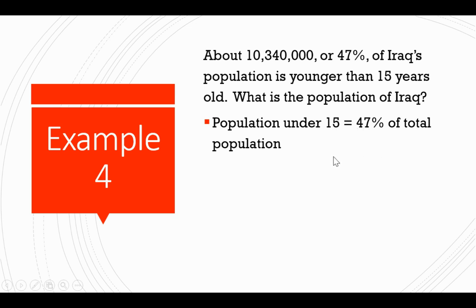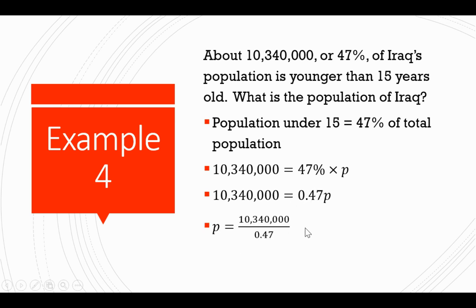That's a lot. So we take our total that we have, 10,340,000, and that goes on this side of the equal sign, and we know that 47% times whatever the population is equals our number. So we just convert to decimals. We divide both sides by 0.47, and we get a population of 22 million people in Iraq. Now, I'm guessing this number is probably higher since this was published. But it's interesting that 20 some years ago, about half of Iraq's population was younger than 15. That's a lot of kids.